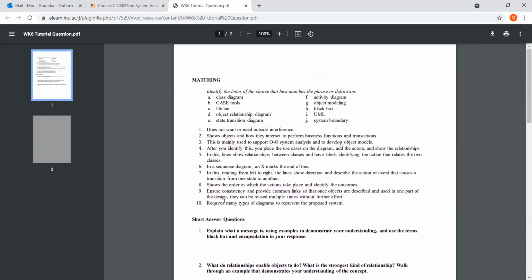So we will go over matching questions. And after that, we will also have to go over our Gantt chart lab. Okay, so we will go through them. So first of all, matching question.